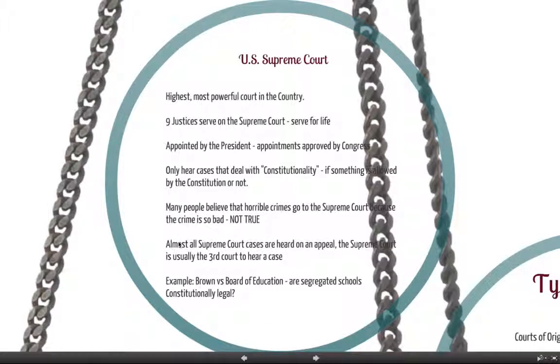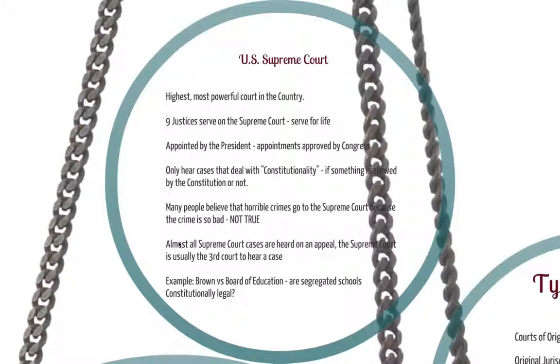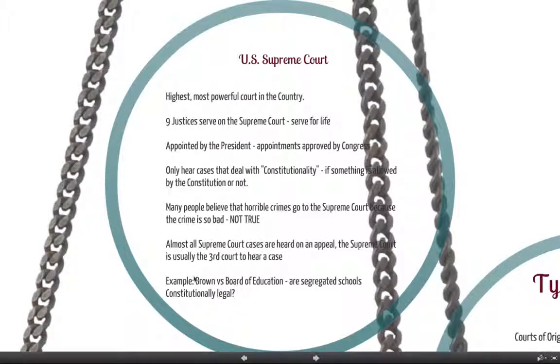Almost all Supreme Court cases are heard on appeal. Very rarely will the Supreme Court be the original jurisdiction for a case. The only time that would ever happen is if it was like Massachusetts suing Connecticut, then maybe the Supreme Court would start because it's states suing each other. But other than that, it usually starts in a smaller court and works its way up to an appeals court and then would come to the Supreme Court as like the third, sometimes the fourth court that might hear a case. And what the Supreme Court does is they answer questions about the Constitution.